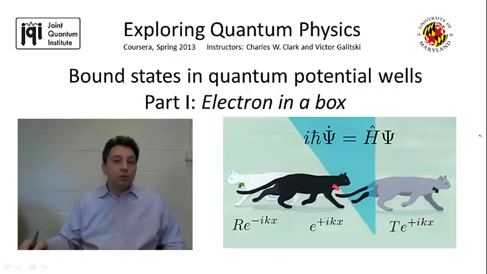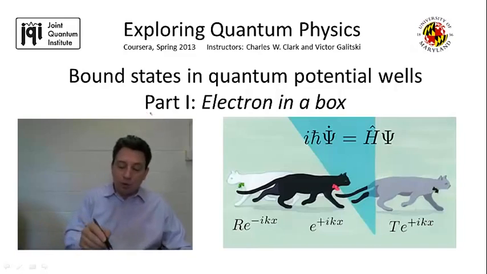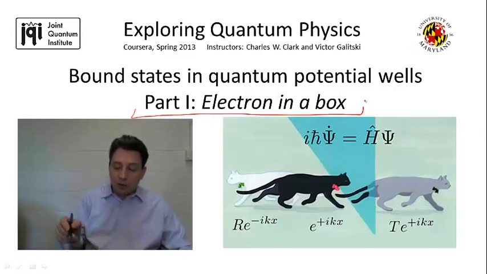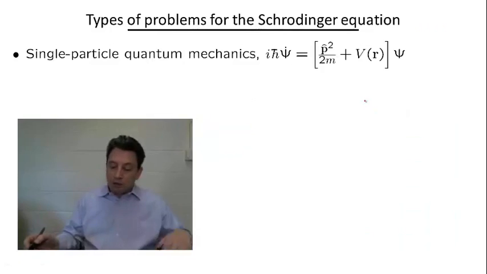But before we get to this point, we need to go over the basics. And so let me start first with the problem of an electron in a box, that I will define in a second. But even before that, let me just talk about what kinds of problems we can possibly study with the Schrödinger equation.